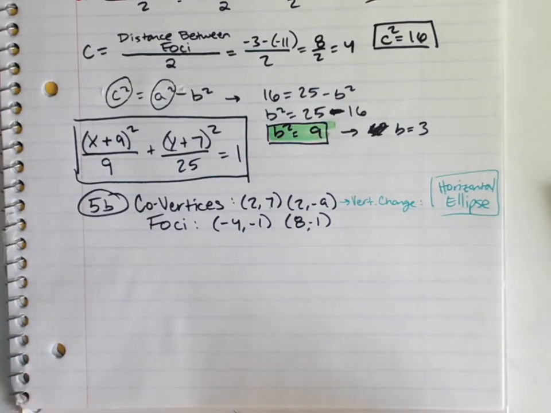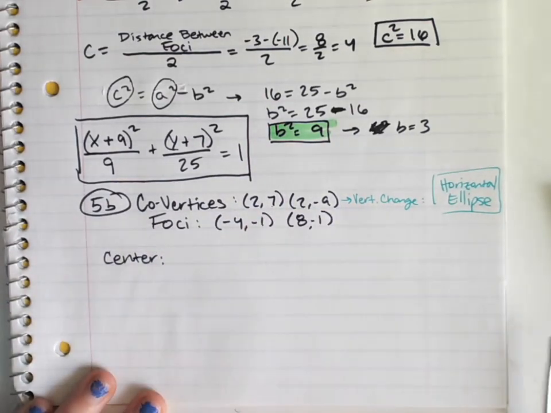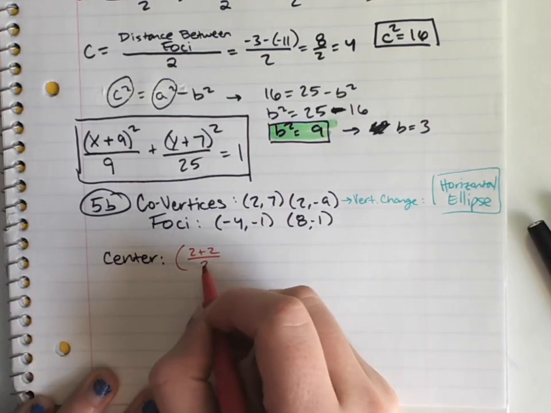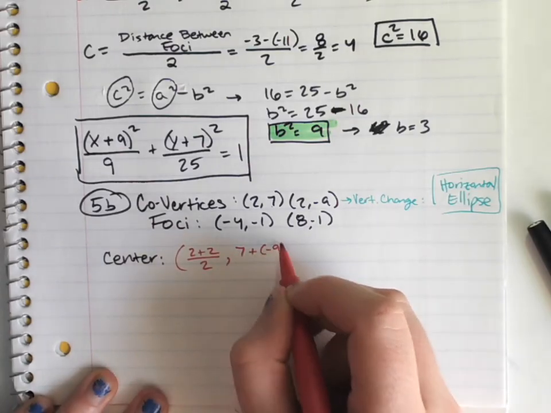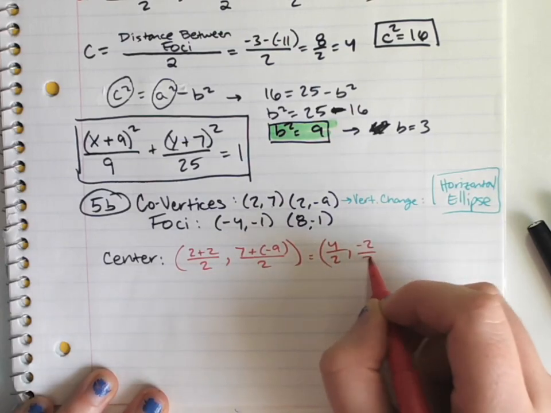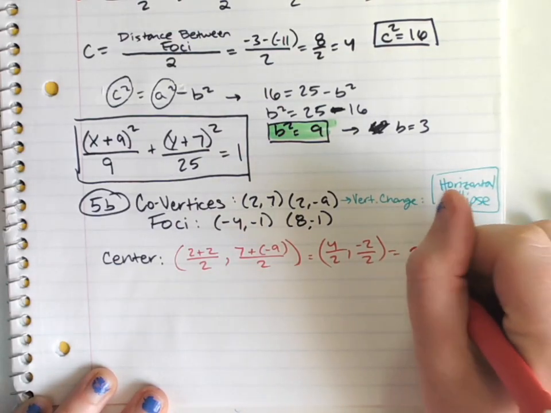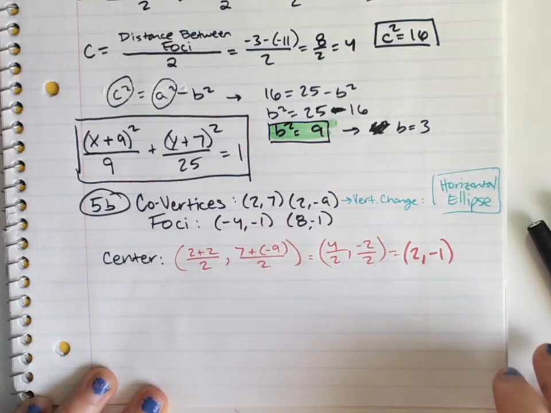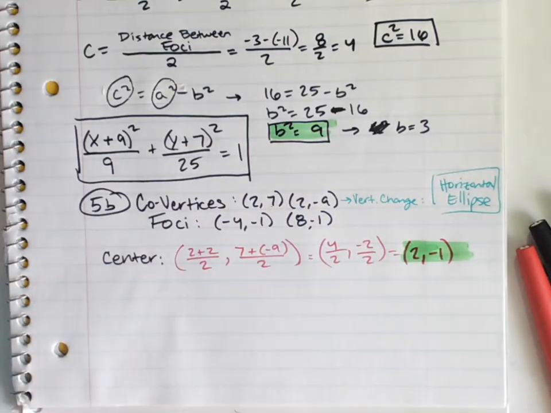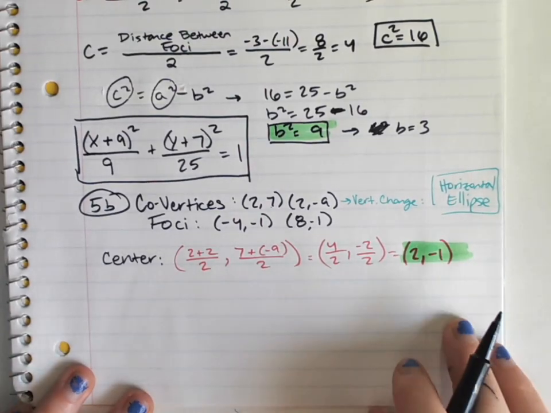Let's find our center. To find the center, we do the midpoint formula of the co-vertices. So we're going to have 2 plus 2 over 2, 7 plus negative 9 over 2, 4 over 2, negative 2 over 2, and our center would be 2 comma negative 1. If you're not sure how I did that, or if I did it too fast, rewatch the video or go back a couple videos to see what I've been doing to find the center in the past.